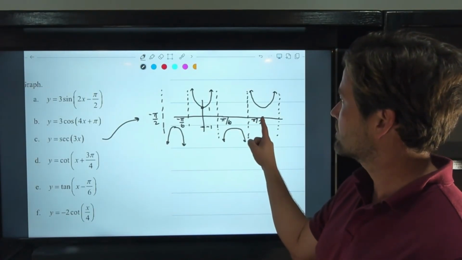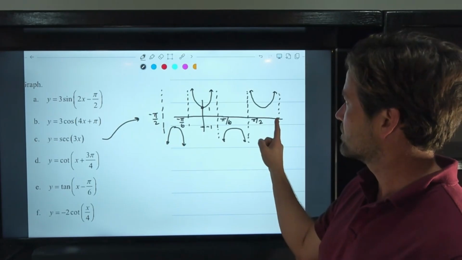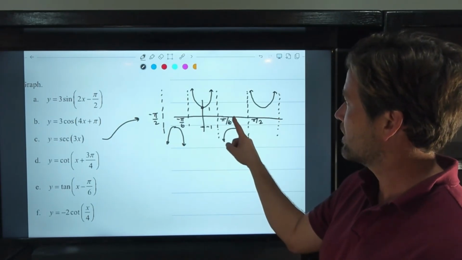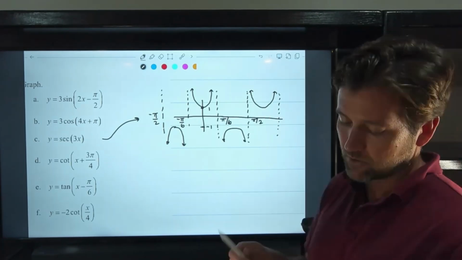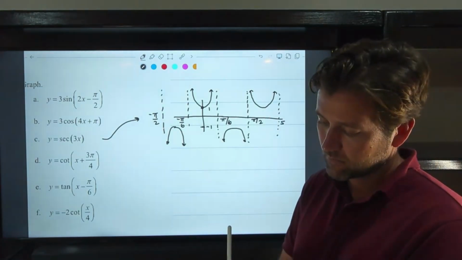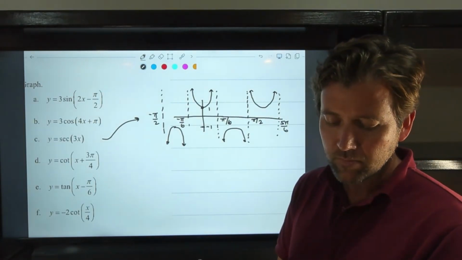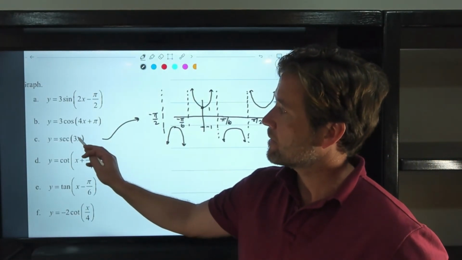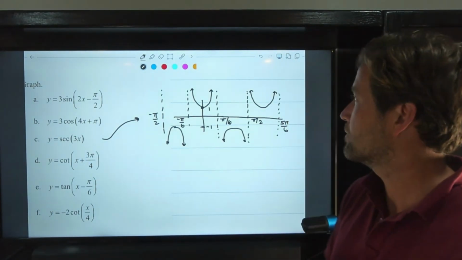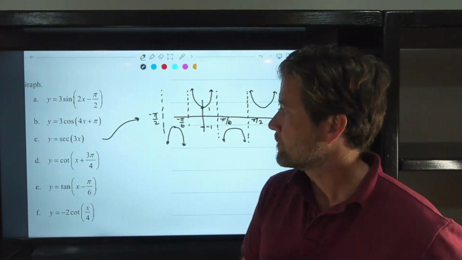4 pi over 6, 5 pi over 6. So again, 1 pi over 6, 2 pi over 6, 3 pi over 6, 4 pi over 6, 5 pi over 6. The period of this function is 2 pi divided by this coefficient of x. So it's 2 pi over 3.